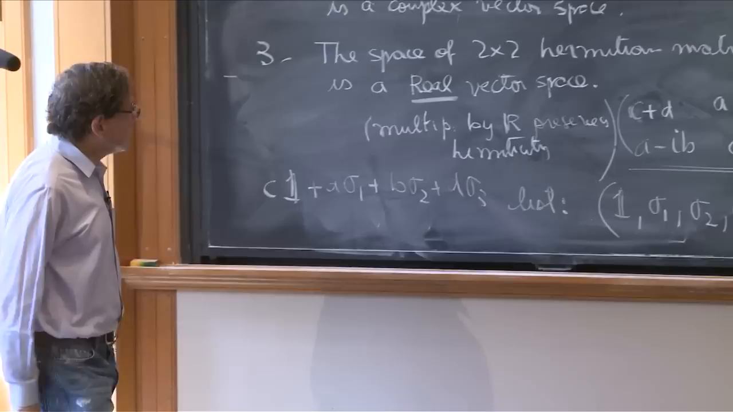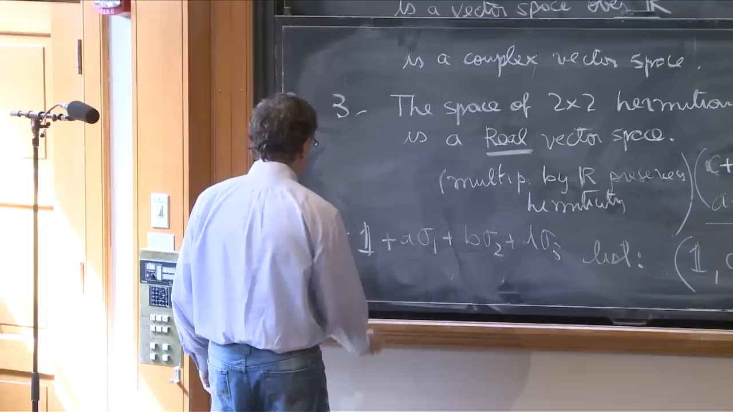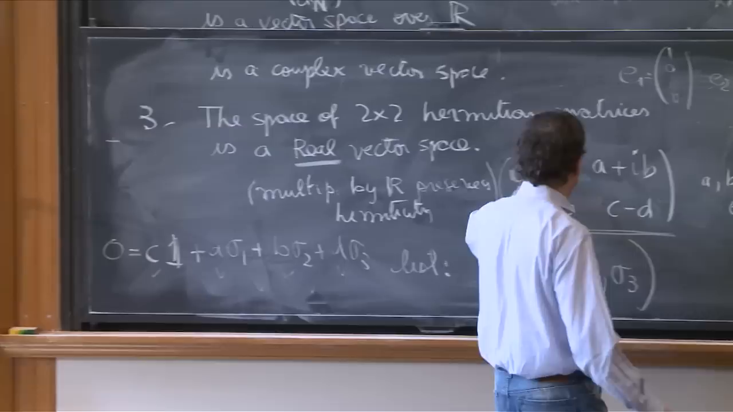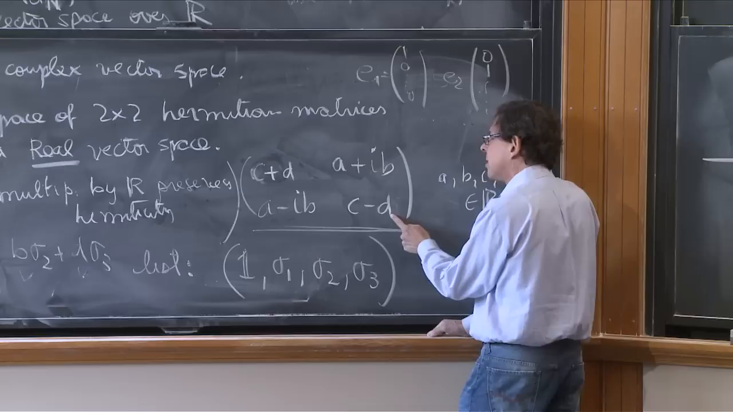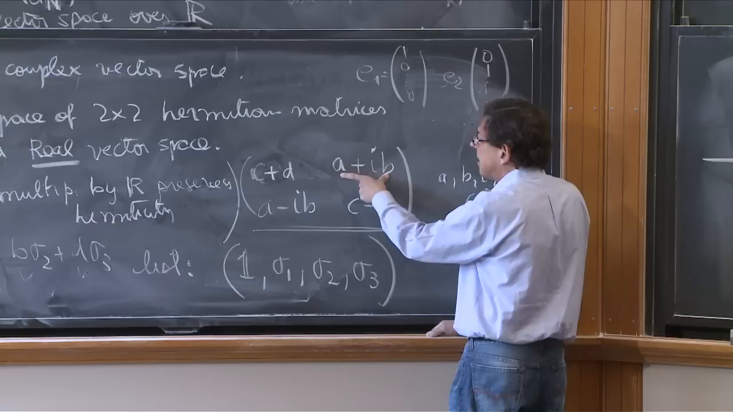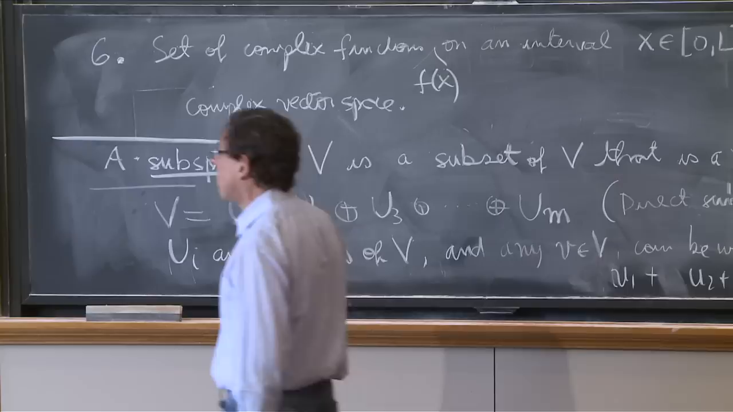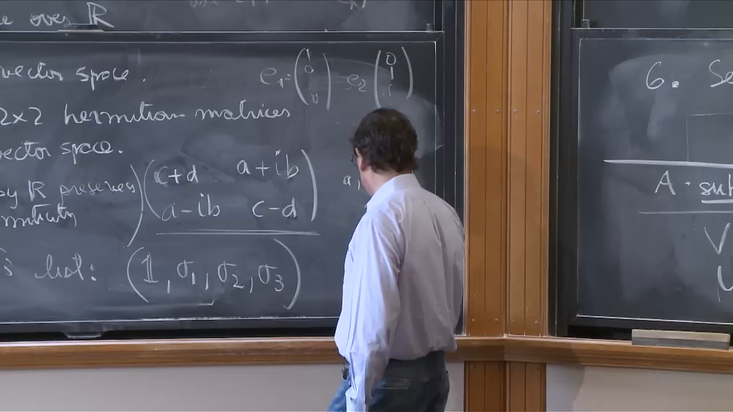Is this list linearly independent? So I have to set this equal to 0 and see if it sets all these coefficients to 0. Well, it's the same thing as setting this whole matrix to 0. If C plus D and C minus D are 0, then C and D are 0. If this is 0, it must be A equals 0 and B equals 0, so all of them are 0. So yes, it's linearly independent, it spans. Therefore, you've proven completely rigorously that this vector space is dimension 4.